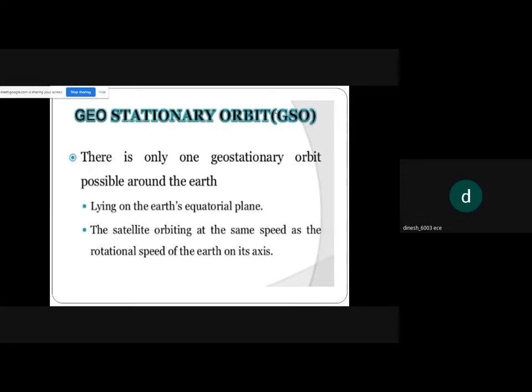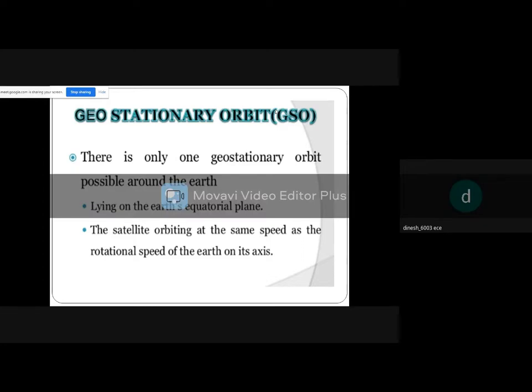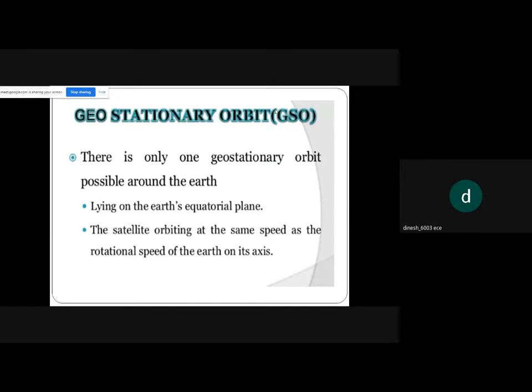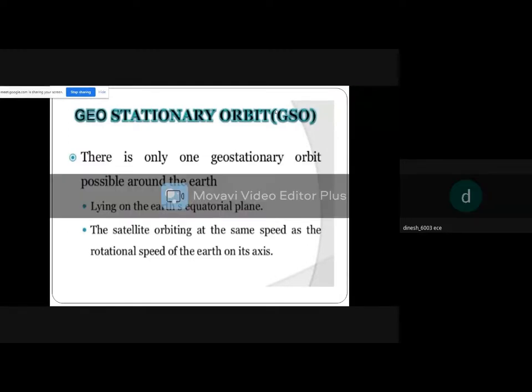Next is the geostationary orbit. So the geostationary orbit is only one orbit. There are no other orbits which are geostationary in nature. It is the orbit lying in the equatorial plane, meaning the satellite orbits at the same speed as the rotational speed of the Earth on its own axis. The orbiting period of the Earth's rotation will be equal to the orbiting period of the satellite. If these two are the same, then we call it a geostationary orbit.